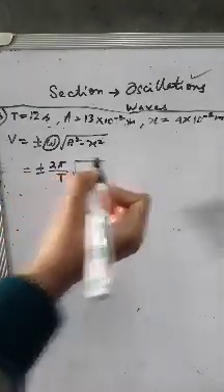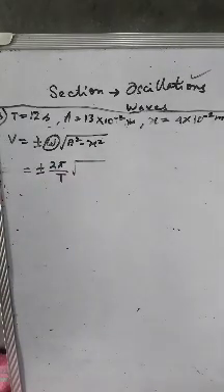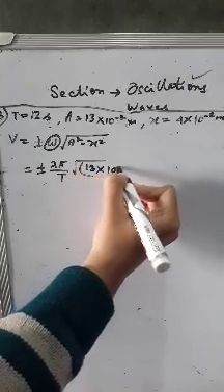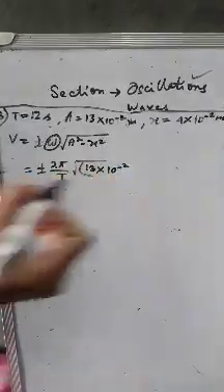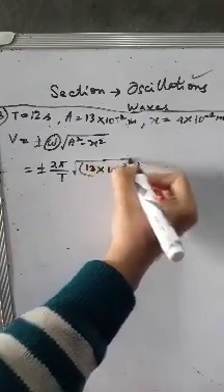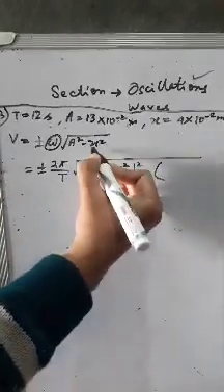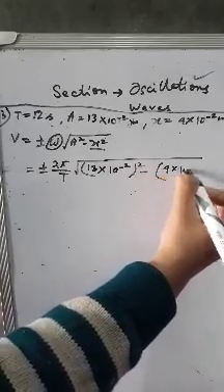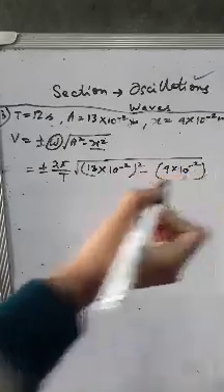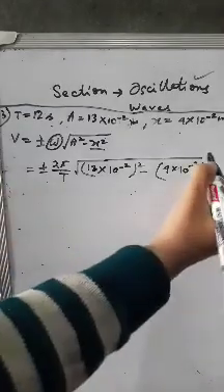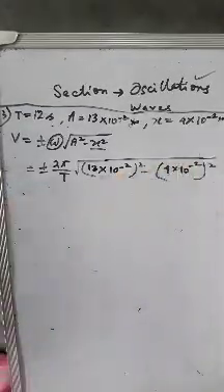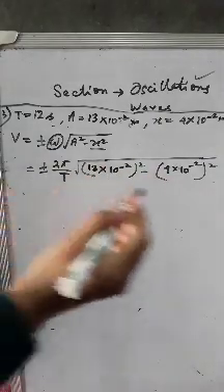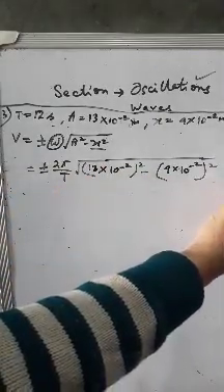Root, for a, what can we write? 13 into 10 to the power minus 2, whole square, minus, we can write the value of x from this part, 4 into 10 to the power minus 2, square. And please don't forget to mention the unit, students. As I told you all, the unit for velocity is meter per second.